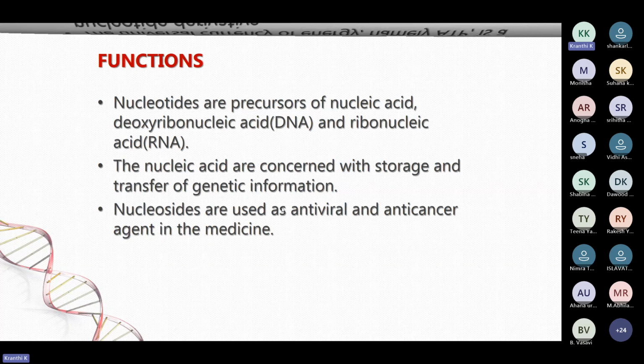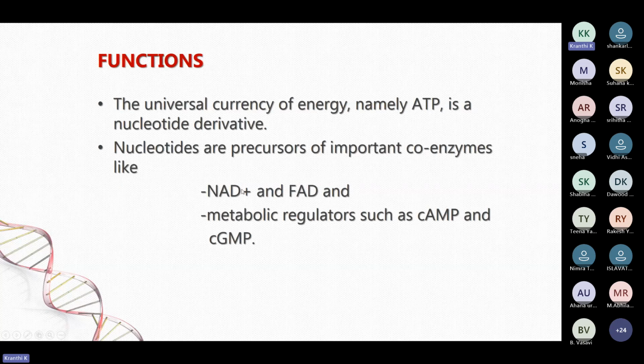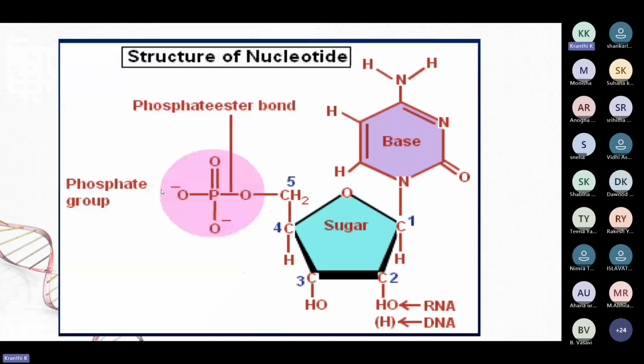Then coming to some more functions, the universal currency of energy, namely ATP, is a nucleotide derivative only. ATP, energy. It's a universal currency of energy in the body, right? So for every metabolism, we need the ATP. So ATP is the derivative of the nucleotide only. Nucleotides are also precursors of important coenzymes like NAD. For the formation of NAD and FAD, we need the nucleotides, right? For metabolic regulators such as cAMP and cGMP also, we need the nucleotides. So these are the functions of the nucleotides, right?